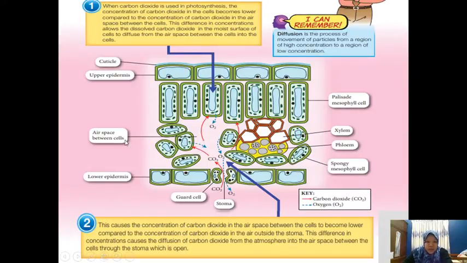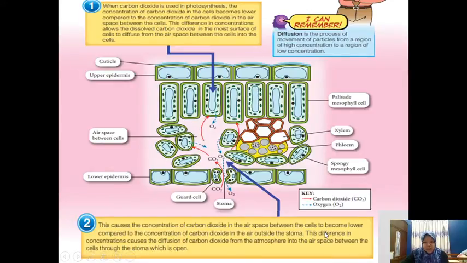So apa yang berlaku selepas itu? Selepas kita serap carbon dioxide tu. So this causes the concentration of carbon dioxide in the airspace between the cells to become lower compared to the concentration of carbon dioxide in the air outside the stoma. So, this difference in concentration causes the diffusion of carbon dioxide from the atmosphere into the airspace between the cells through the stoma, which is open.